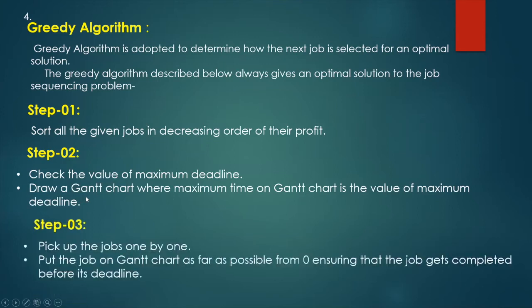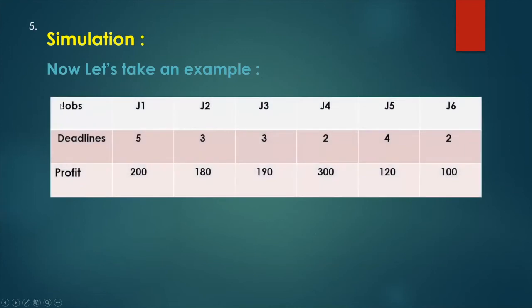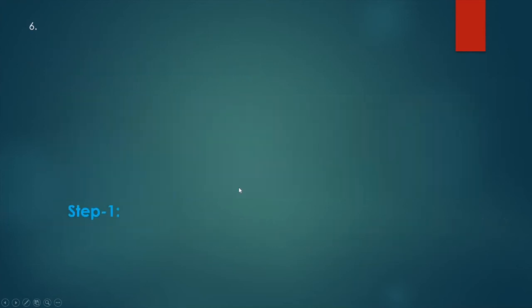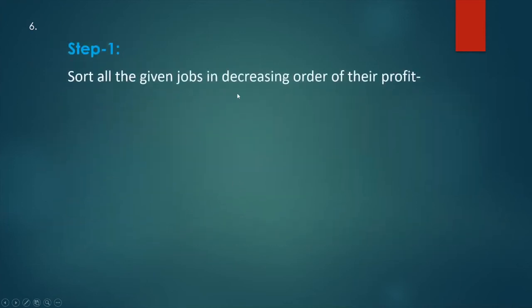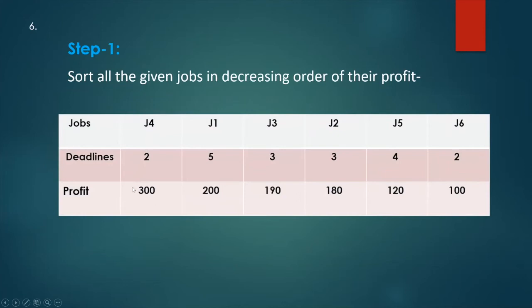Step 3 would be, we will pick up the jobs one by one and put them into the Gantt chart. But we have to be very careful about one thing. We will put the jobs as far as possible from 0 and also ensure that the jobs get completed within their deadline. So let's see the simulation part. Let's say we have these jobs with their deadlines and their profit. Step 1 is, we sort all the jobs in decreasing order of their profit. If we do so, we get these jobs in decreasing order of their profit.